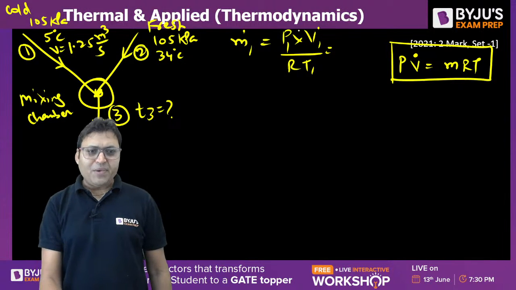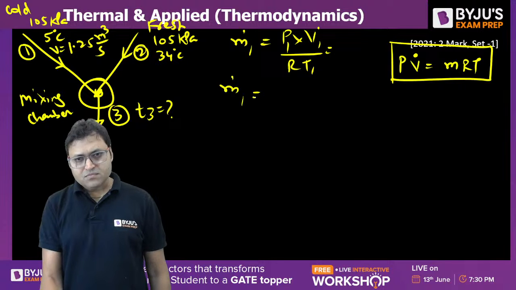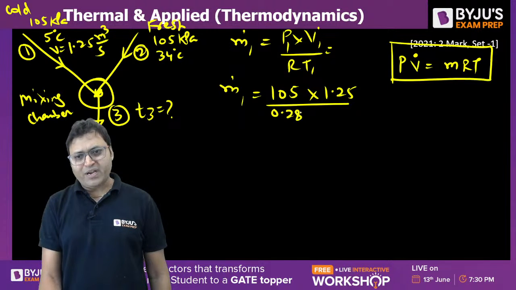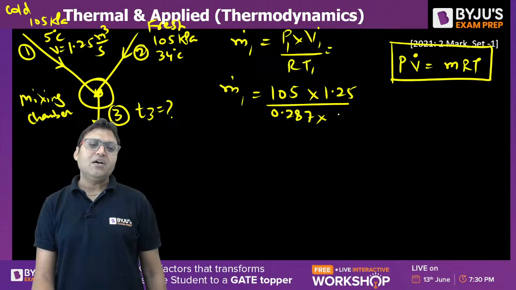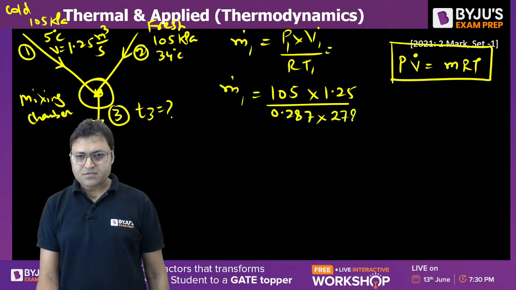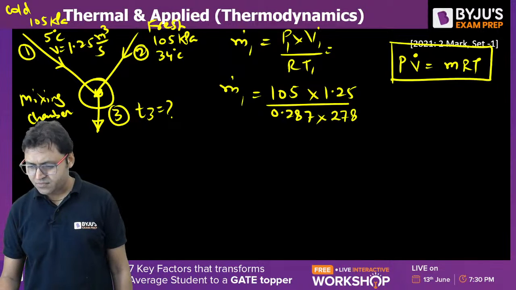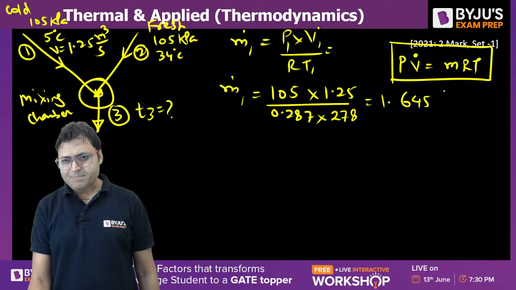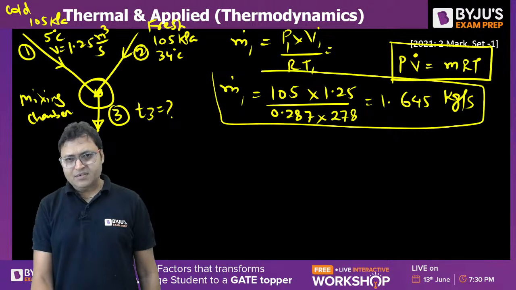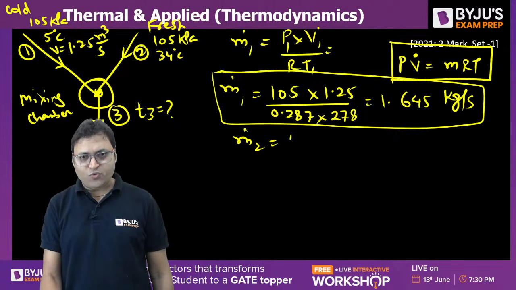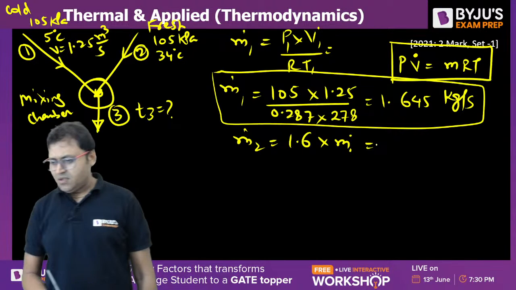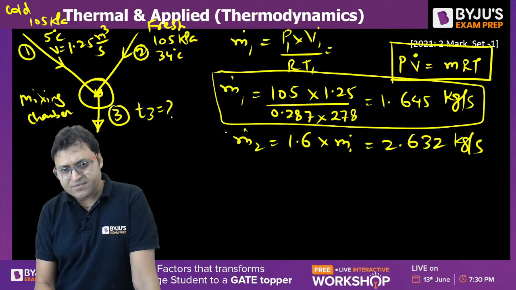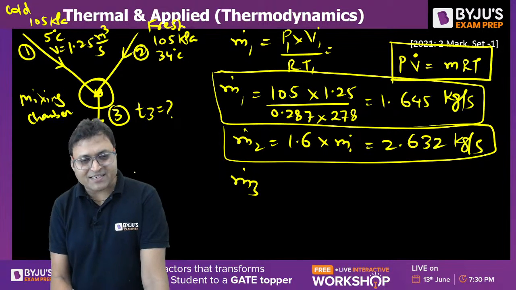Can you put the values? P1 is 105, into V1 is 1.25, upon R is equal to 0.287 into temperature T, which is 5 degrees Celsius, meaning 273 plus 5, 278. What is the value of m dot 1? m dot 1 comes out to be 1.645. Once we get m dot 1, m dot 2 is 1.6 times m dot 1, which will be 2.632 kg per second.